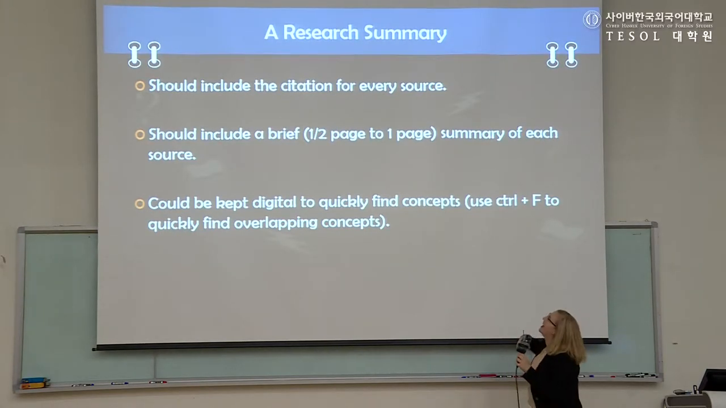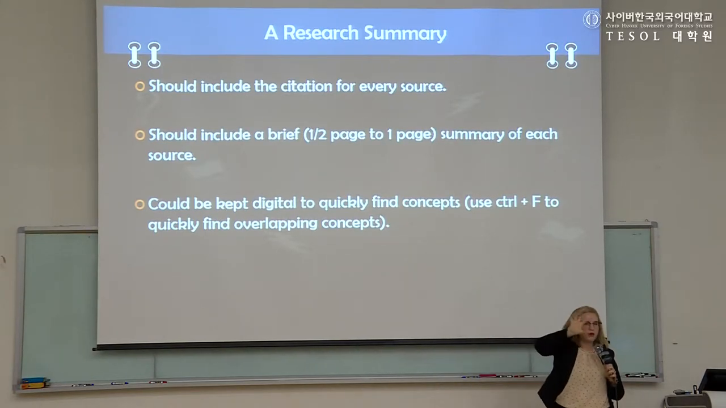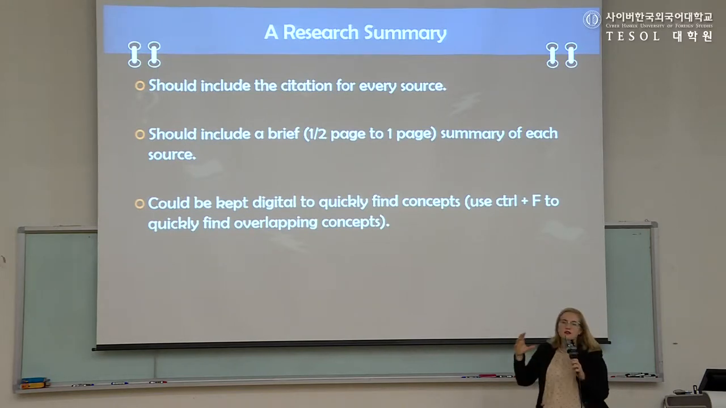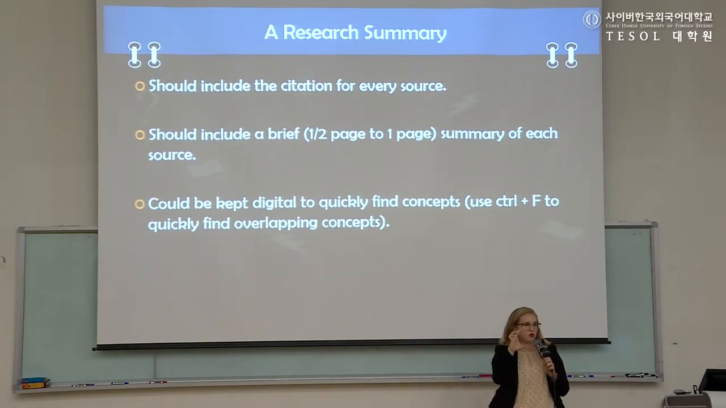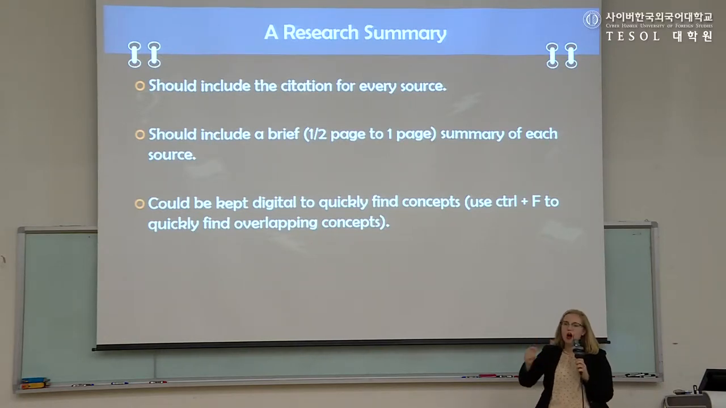So a research summary includes a citation for your source. It's already mapped out in APA format or whatever format you're using, APA. And it should include a brief 1.5 to 1 page summary of what that source says. Why is that source on your research list? And you keep this research summary as a digital file. Right? And it's a way to quickly access all of your research.